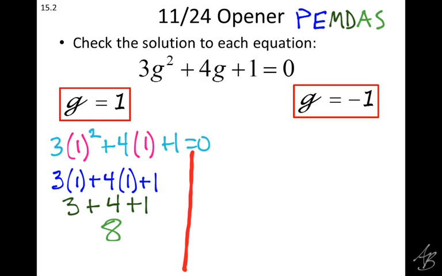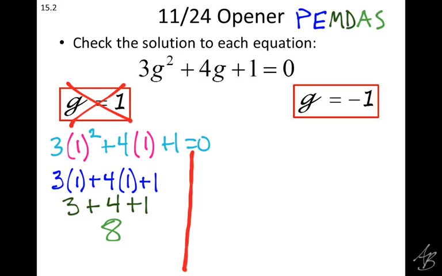All right, so is this a correct answer? Does g equal 1? Why not? Exactly. We have 8 here and we have 0 over here. So since they're different, it's not a solution. So since it's not a solution, what do I want to do? Put an X through it. Okay, that is not one of the two answers that we would get for this equation. Now we still need to check the other one though, right? So the other one still could be a solution.